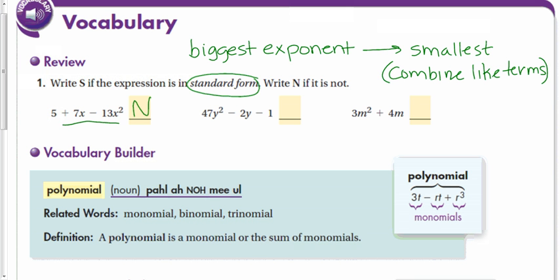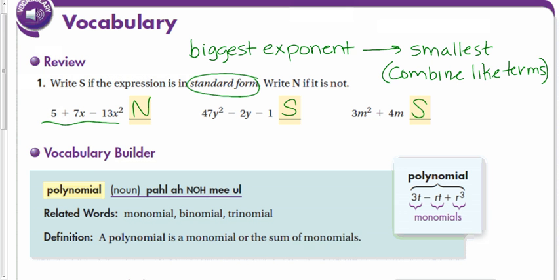So is this one in standard form? No, it's not, because these are out of order. The second one, yes, it's in standard form because the exponents are lined up from the biggest down to the smallest. The third one is also in standard form. Even though it doesn't have a constant term on the end, it's still from the biggest exponent down to the smallest.